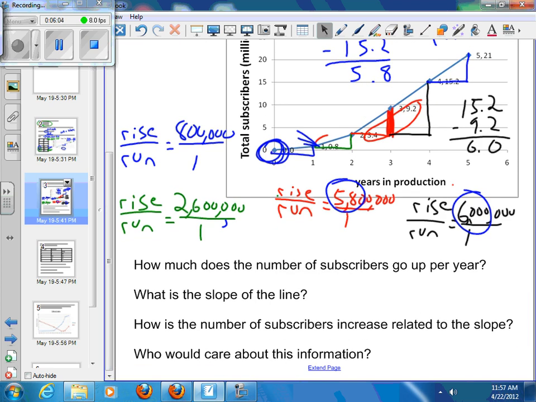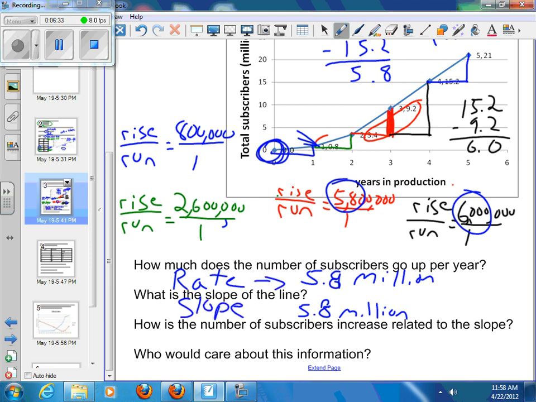So how much does the number of subscribers go up each year? On average, we can say it's about 5.9 or 5.8 million. And we found, what's the slope of our line? Well, that's what we just did over and over again. Our slope is also that 5.8 million. So you can see that the rate and the slope are one and the same. So how does the number of subscribers increasing relate to the slope? They are the same.